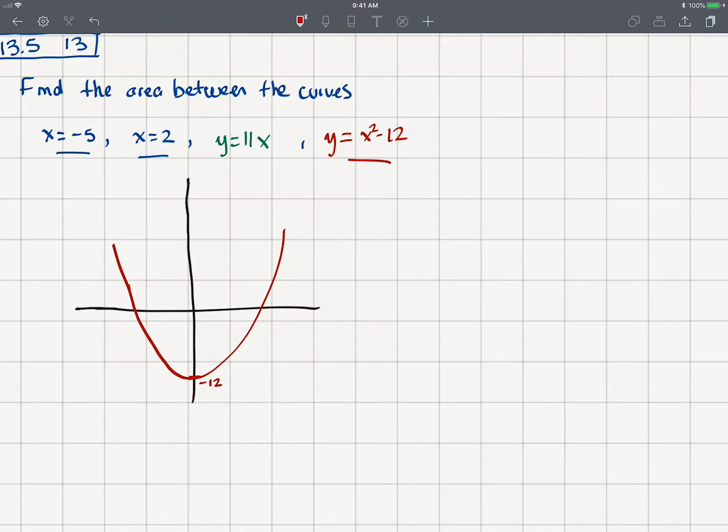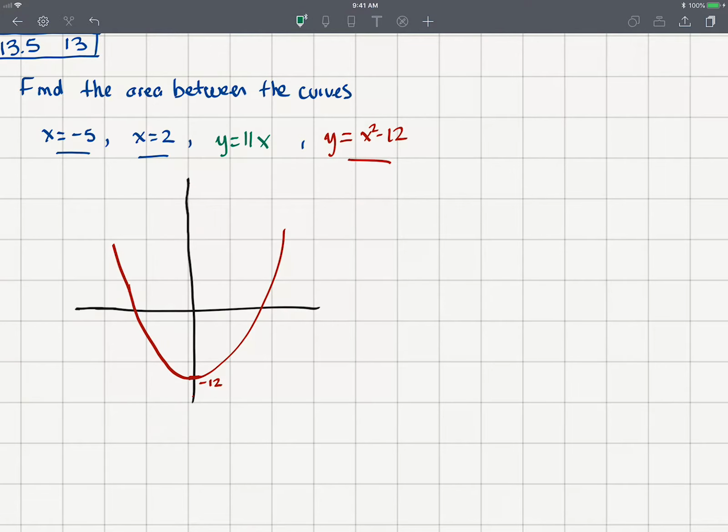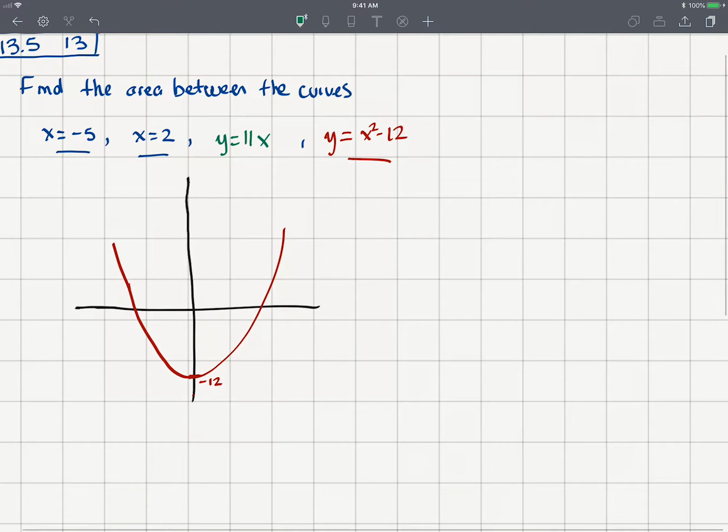Okay. The green line, y equals 11x, is just a line with slope 11. So I'm not going to be very careful. I'm going to draw something. It looks something like that. Oops, sorry, let me try to make it go to the origin. Something like that, right? It's a line that goes through the origin, y equals mx, and the slope is 11. So these two curves, a line and a parabola, intersect at 2 points. So let's try to find those points.